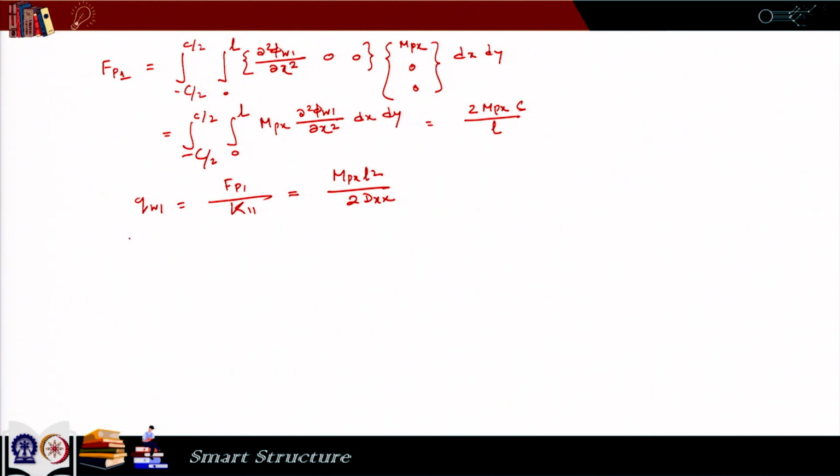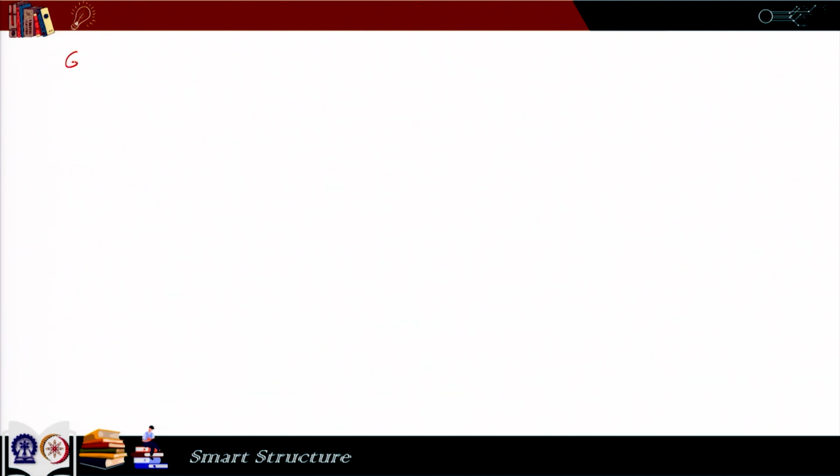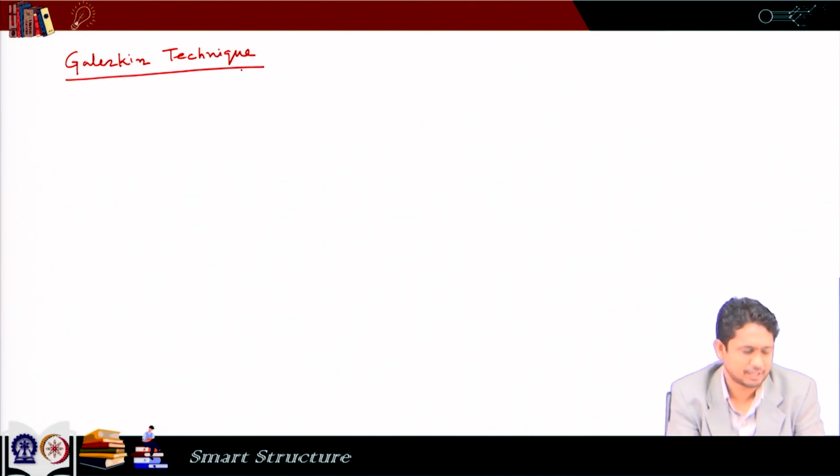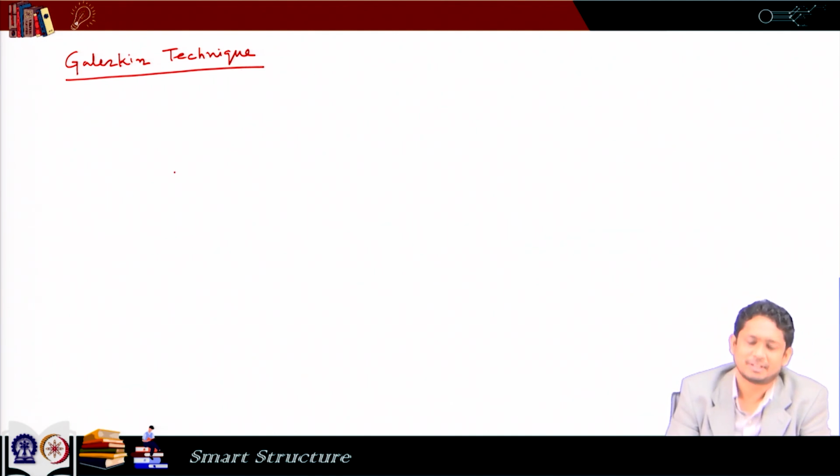Now we will solve this similar problem using the Galerkin technique. To do it using Galerkin technique, we need to again make a different approximation, because in Galerkin technique when we are having a purely bending problem, the highest order derivative appearing is 4. So accordingly the approximation has to be changed.